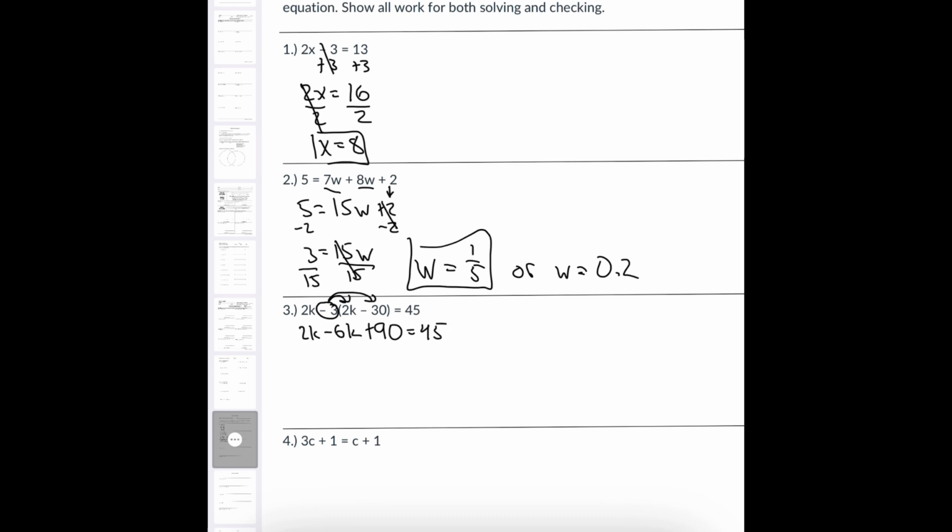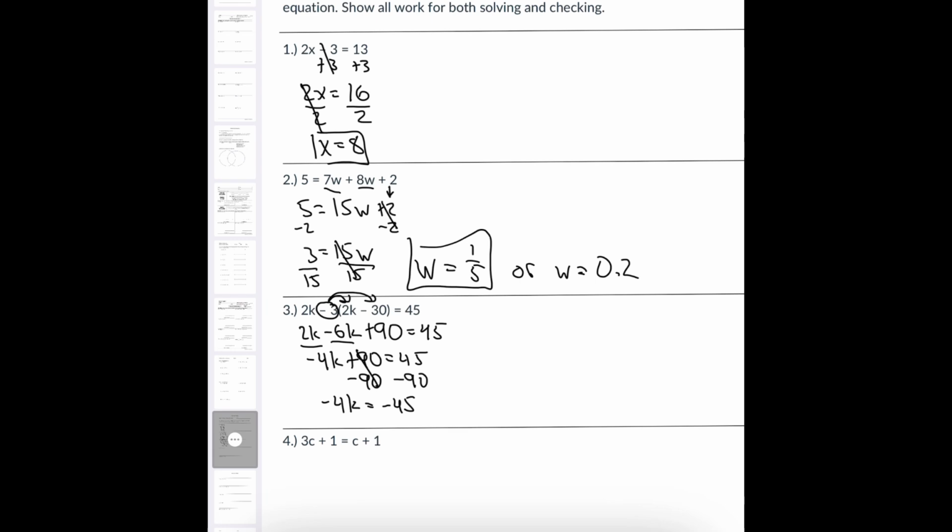Okay. Next thing I see is that I have some like terms, 2k and negative 6k, which if I combine those will give me negative 4k. Bring down the rest, plus 90 equals 45. Next thing I would do is subtract 90 from both sides, which will cancel out with the plus 90, give me negative 4k equals negative 45. 45 minus 90 is negative 45.